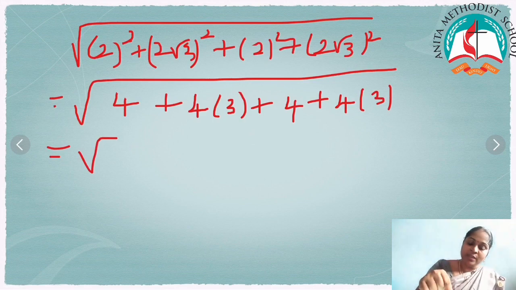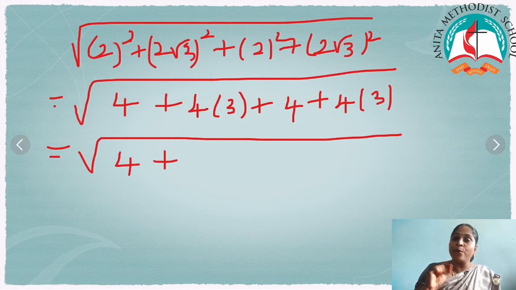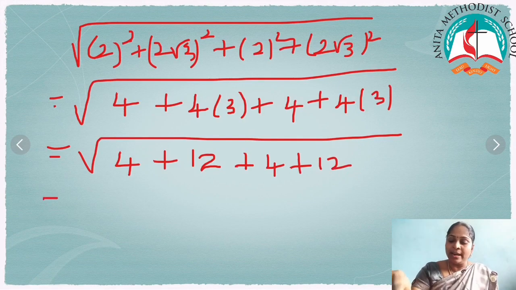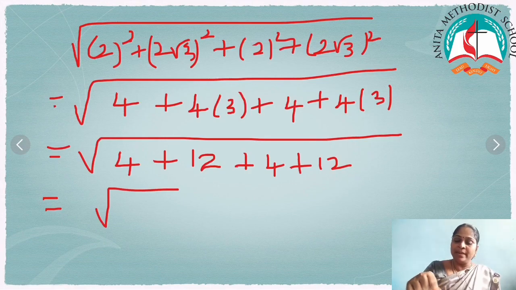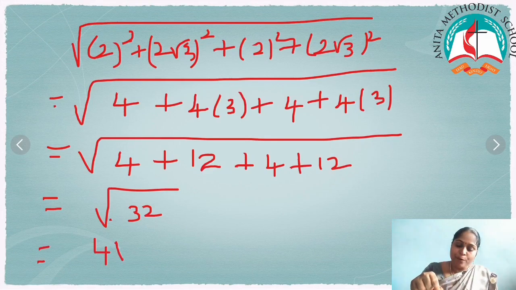So now we can do this. Square root of 4 plus 4 into 3, 12 plus 4 plus 4 into 3, 12. We can add these all, we get 32. Already we learned the prime factorization for the 32. Yes, it is 4 root 2. So we found all the three sides.